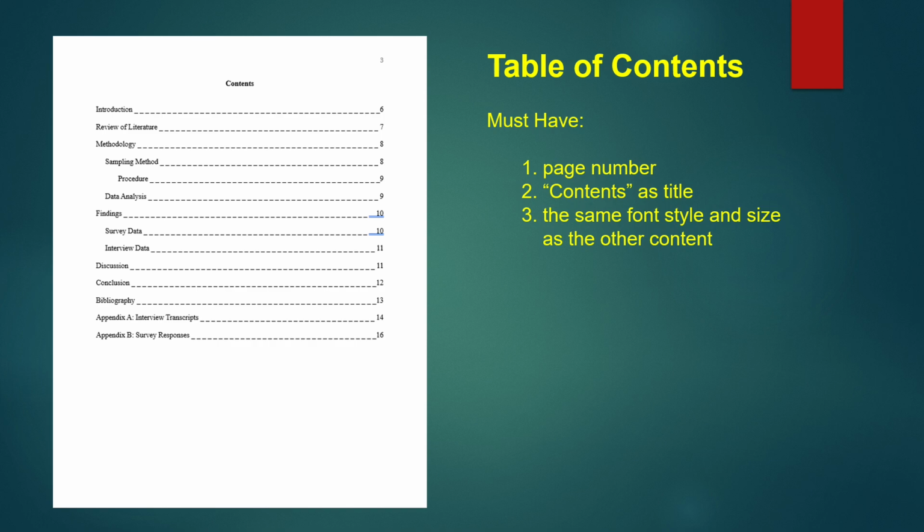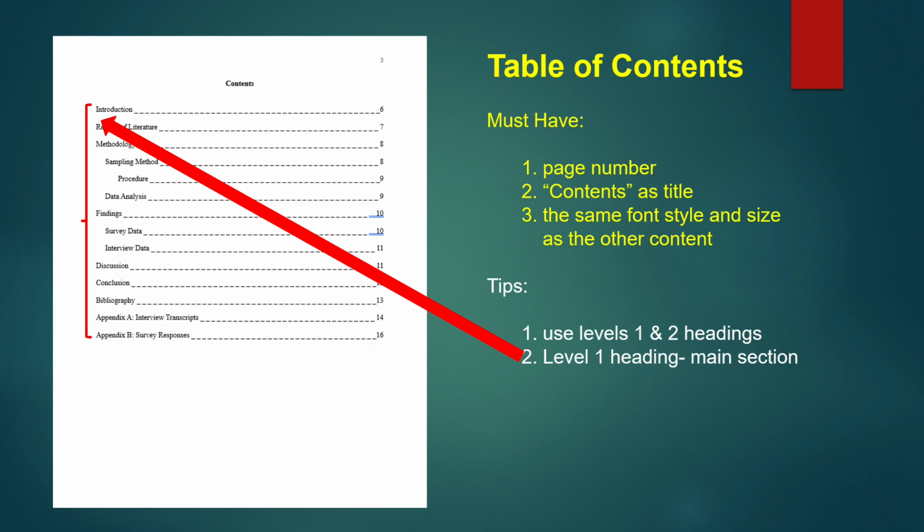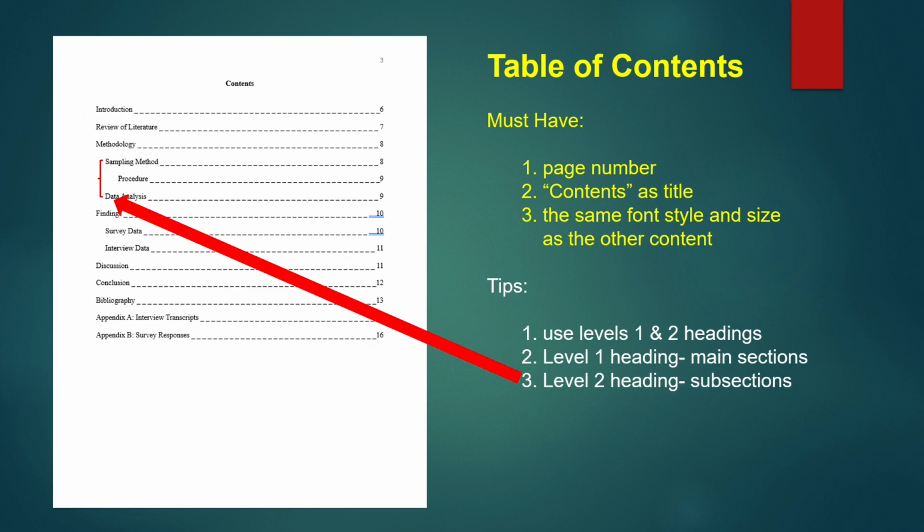APA style allows you to utilize up to 5 levels of heading, each with its unique formatting style. However, the table of contents of your report should include all Level 1 and 2 headings that are left aligned and structured as plain text. Level 1 heading is for the main sections of your research report, while Level 2 headings are used for the subsections of the report. Level 2 headings are indented.